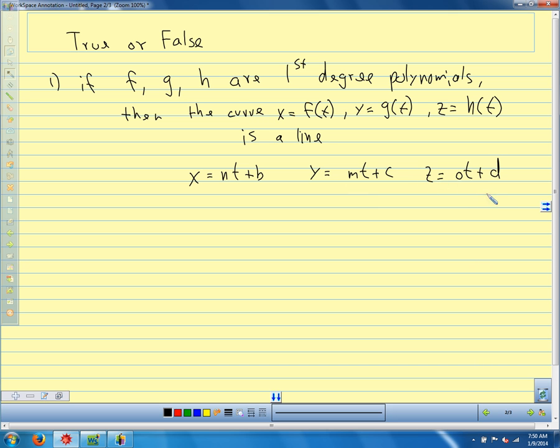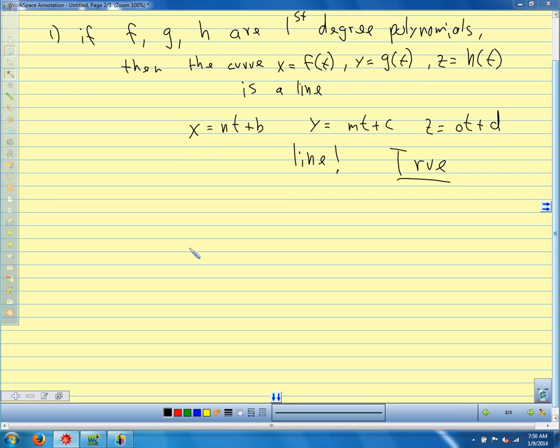What kind of curve do these parametric equations describe? This is a line. These are parametric equations for a line. So this is a line. So this is true. Line factorial? Line factorial, yes. Because we're in 3 dimensions. Oh, factorial.